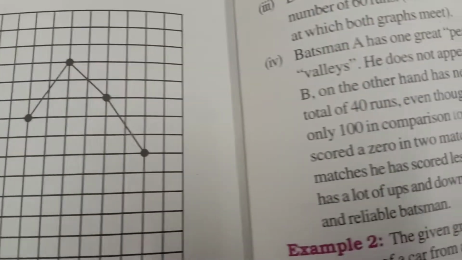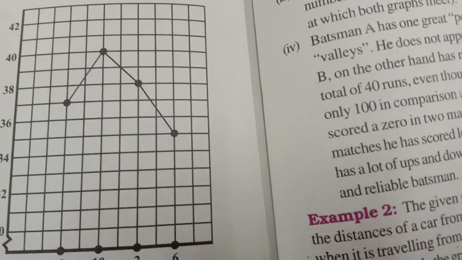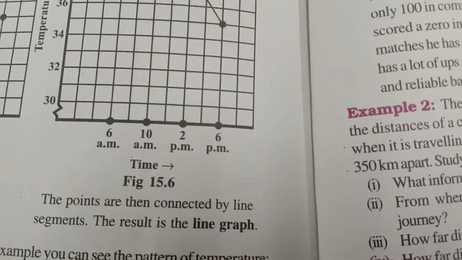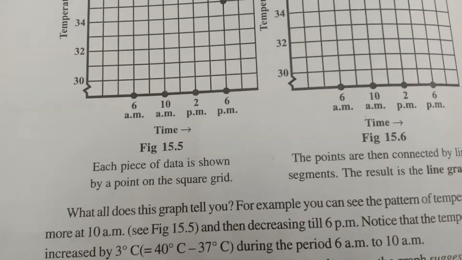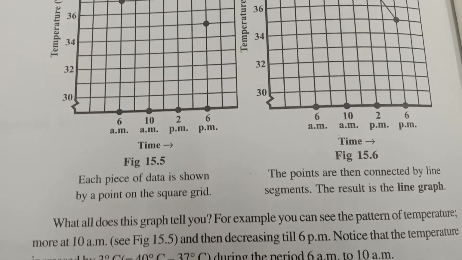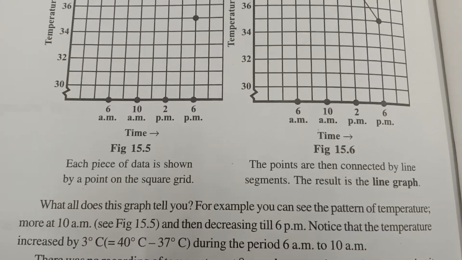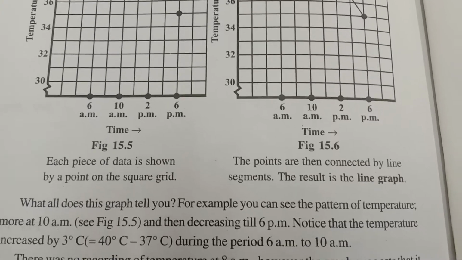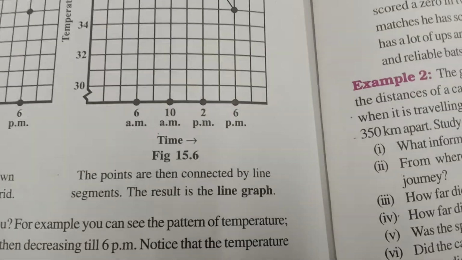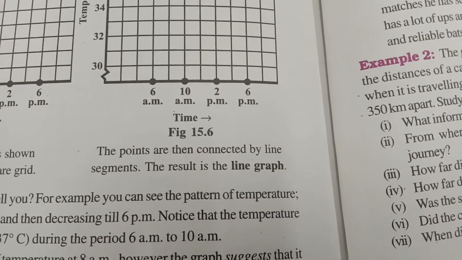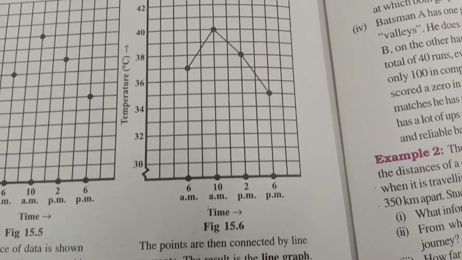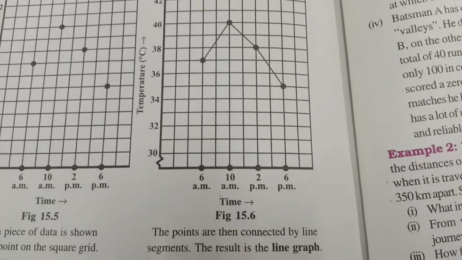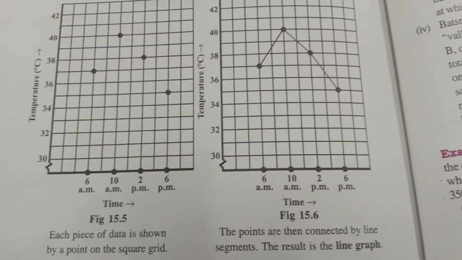Now these dots are joined with line segments, and we get a graph. That graph is known as a line graph. See, each piece of data is shown by a point on the square grid. So the data is represented in the form of points, and these points are then connected by line segments. The result is a line graph. So what is a line graph? The line graph is formed by joining the points.